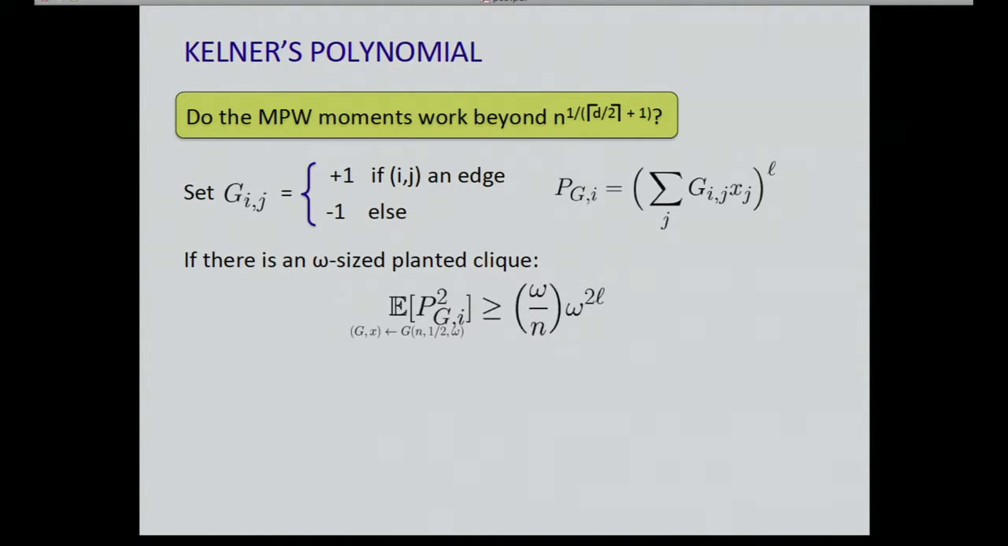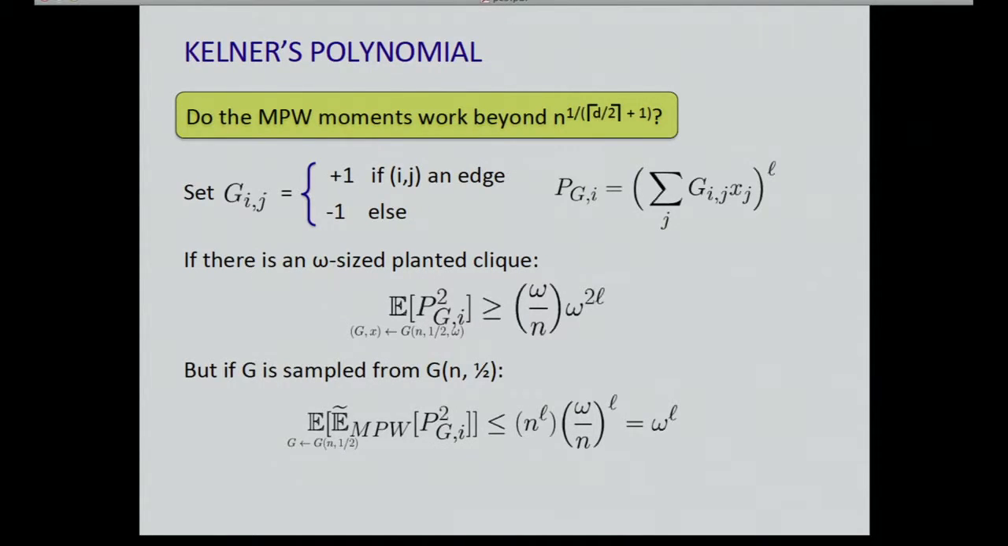The way to think about this is there's an omega over n chance, roughly, that the ith vertex is in the clique. And if it's in the planted clique, then all of these other neighbors of it are all 1s and everything else is 0. And all of those edges correspond to plus 1s. So what we get at the end of the day is an omega in here raised to the Lth power and then squared again. So we get omega over n times omega to the 2L.